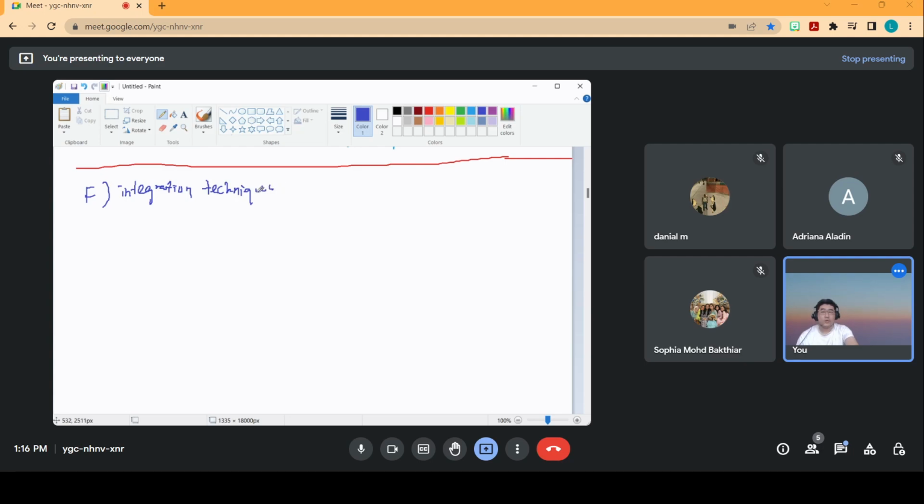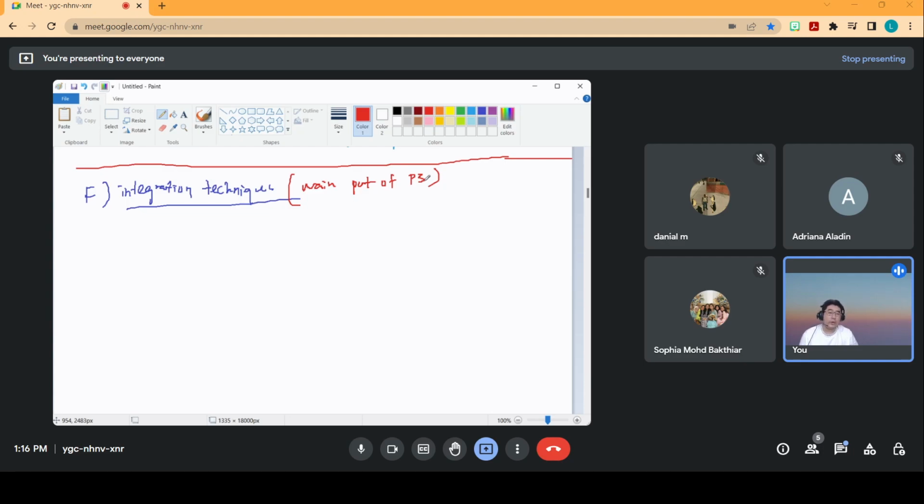Over here we will assume that students are already okay with A, B, C, D, E. No problem with A, B, C, D, E already. Then this integration technique will be the main part of P3 questions. So it's already come to technique, it's no longer formula.